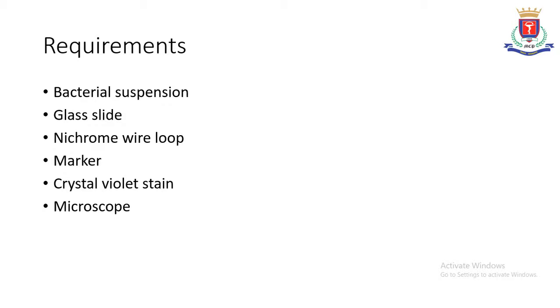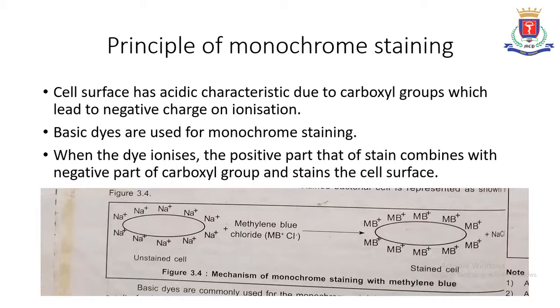Now what are the requirements for monochrome staining? First is the bacterial suspension. Whatever bacteria you have to observe under the microscope, you have to prepare its suspension in saline solution and keep it ready. Then you will require a glass slide, a nichrome wire loop, marker, crystal violet stain and microscope.